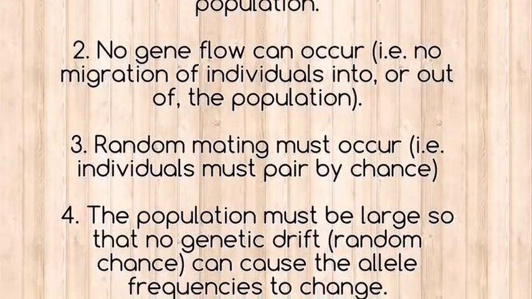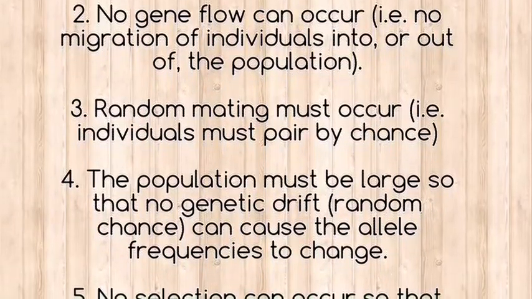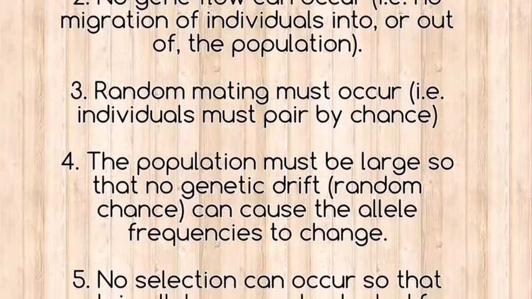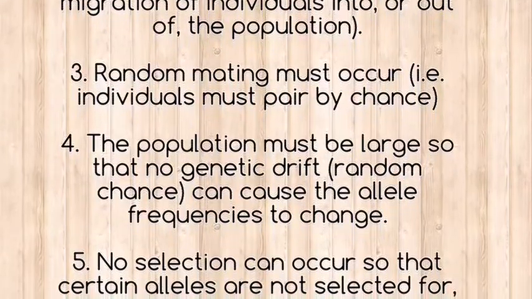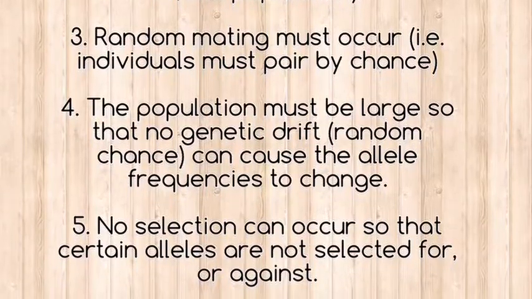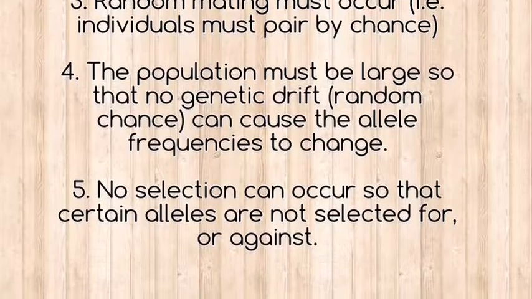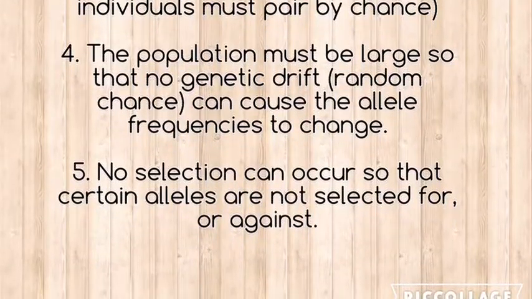Number 3. Random mating must occur, i.e., individuals must pair by chance. Number 4. The population must be large so that no genetic drift can cause the allele frequencies to change. And finally, number 5. No selection can occur so that certain alleles are not selected for or against.